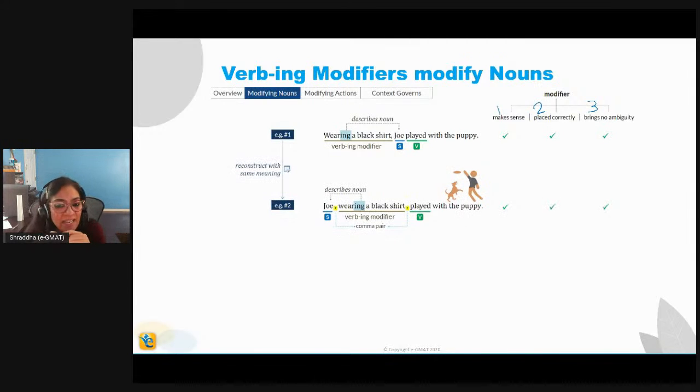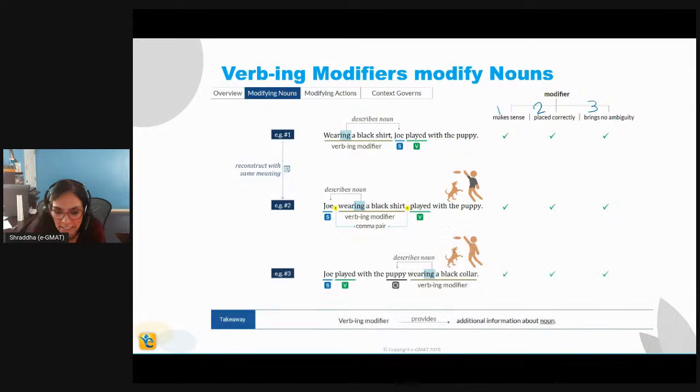Now, the second sentence conveys exactly the same meaning, but we have changed the structure slightly. What we have done is we have moved this opening modifier in between the subject and the verb, and we have enclosed it between two commas. This is another way of using the noun modifier, especially in case of a subject, where we place this modifier between the subject and the verb. The meaning still remains the same even with this structural change. And again, if you see all the three aspects, making sense, the placement, and the clarity of the modification, all three are intact in this sentence as well. Let's take a look at the third example.